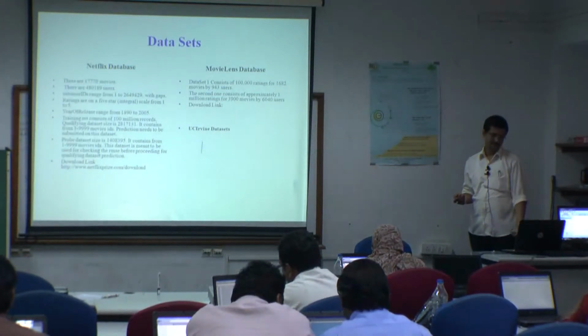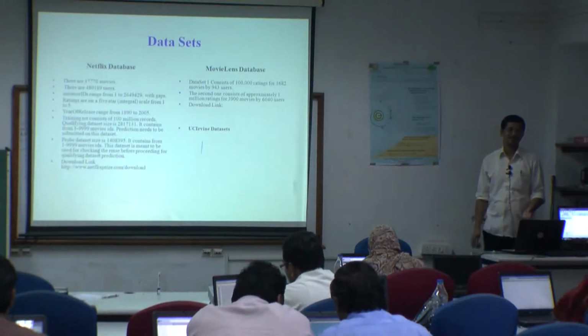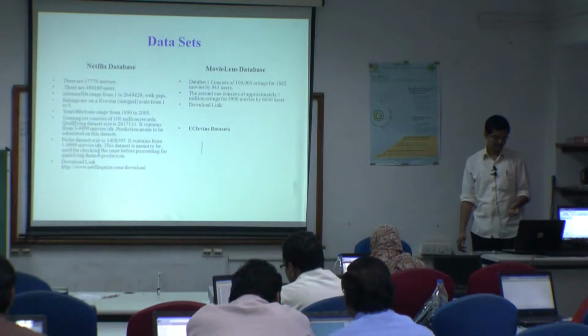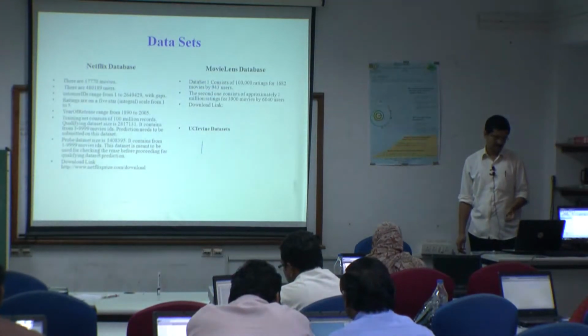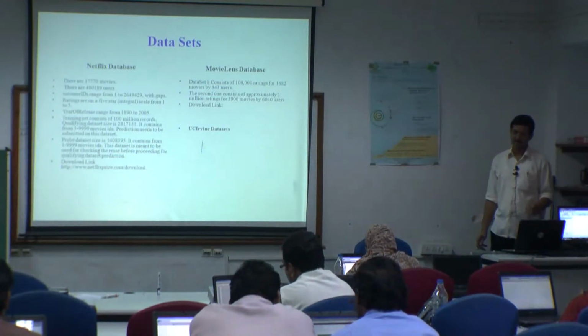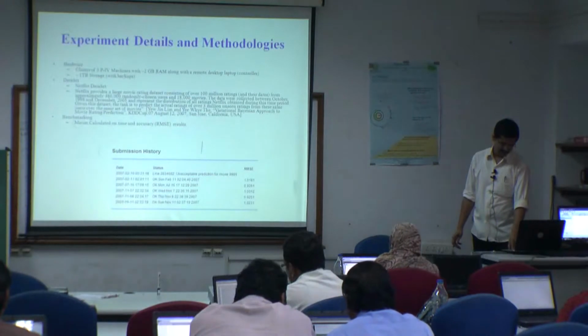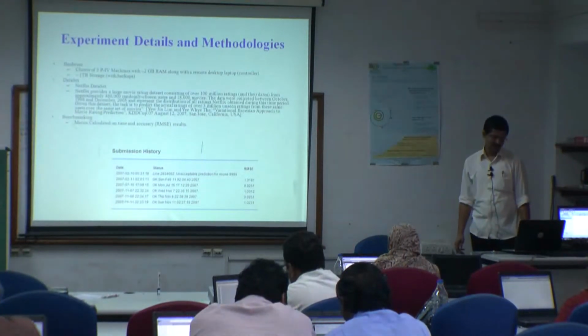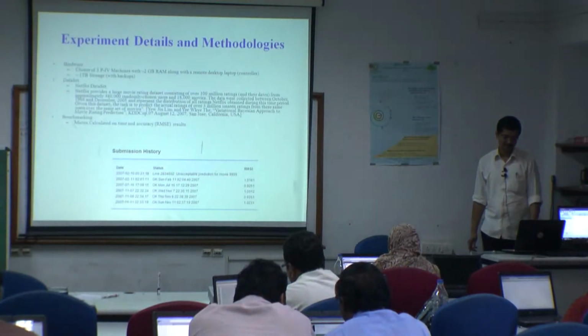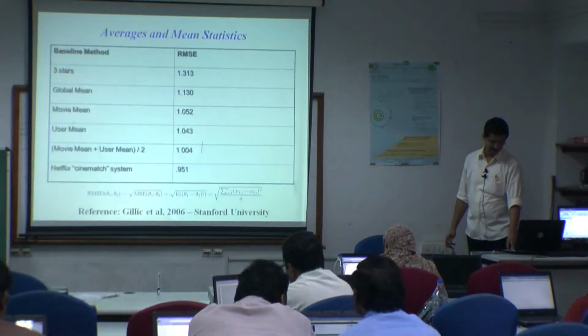These are simple data sets which are freely available, like the Netflix data set and the Movie Lens data set. You can download those data sets. Those data sets are freely available. These are the general experimental methodologies for data sets.